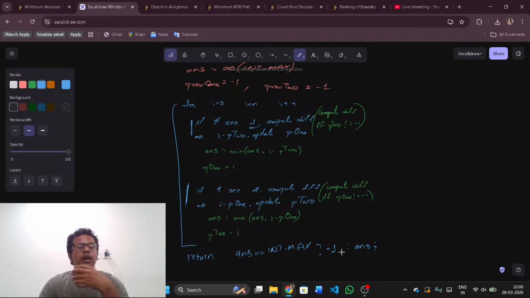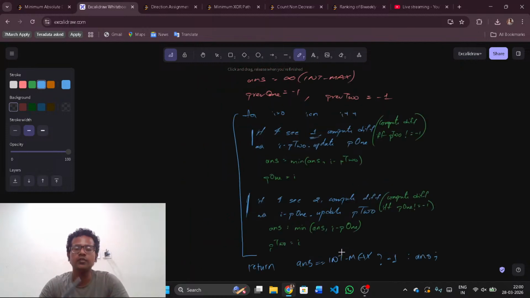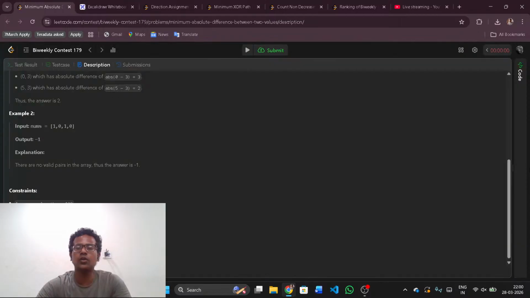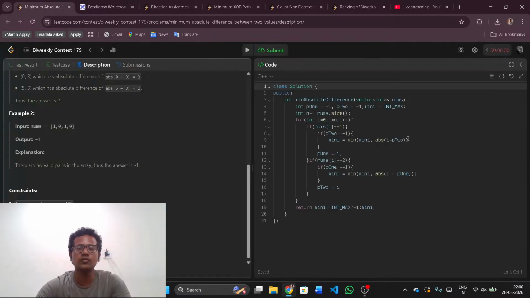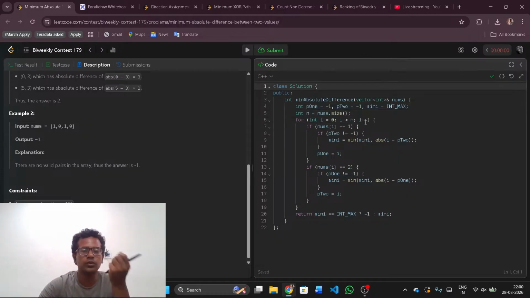And I think most of the people who are watching the live, if you haven't solved it, please let me know. So this is the code: if nums of i is equal to 1, and if nums of i is equal to 2, this will be done. Previous 1, previous 2, and mini is equal to INT_MAX, n is equal to nums dot size. I think it's clear for you, right? We can go to the next problem, which is the second problem.